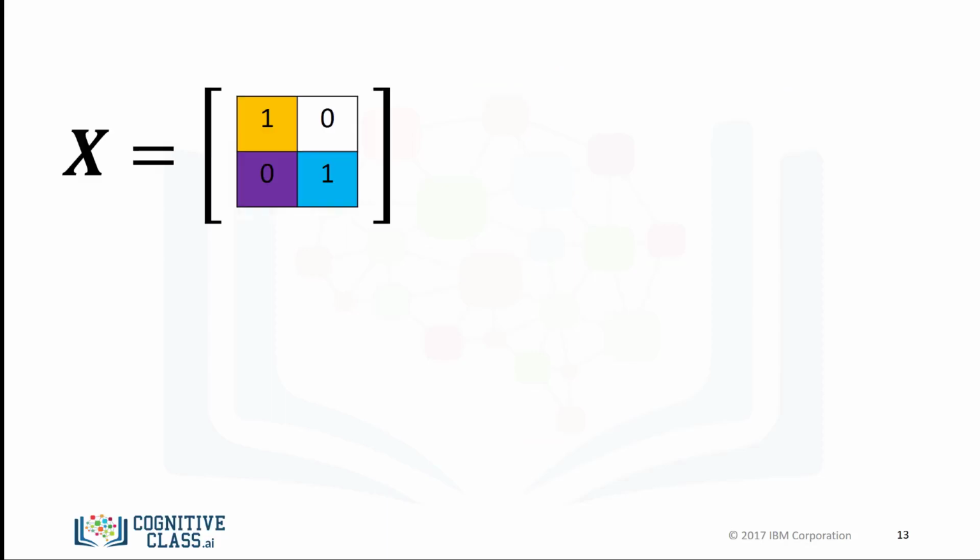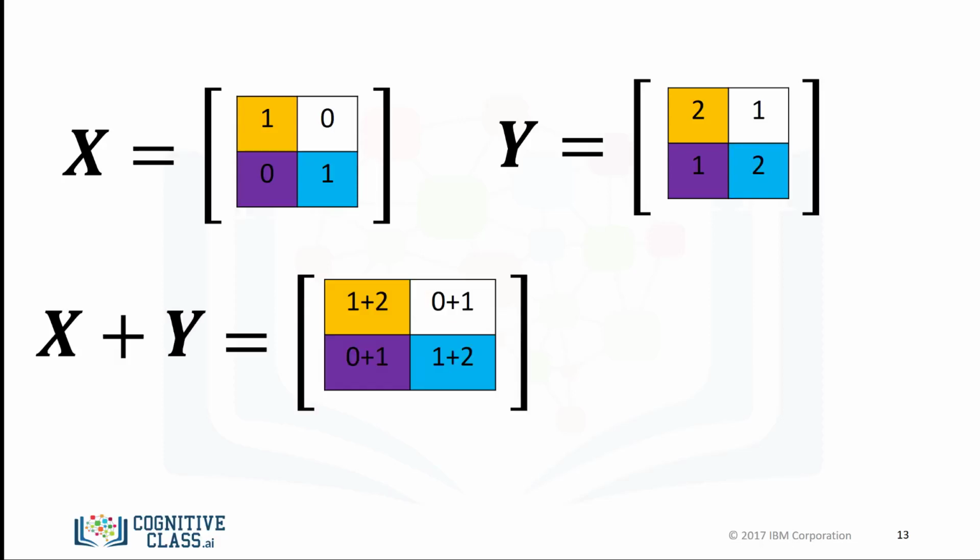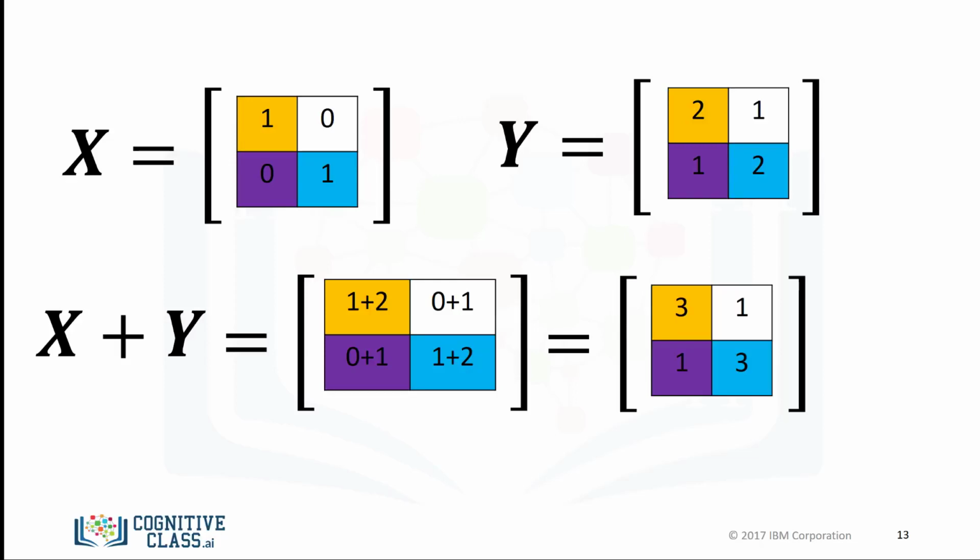Consider the matrix X. Each element is colored differently. Consider the matrix Y. Similarly, each element is colored differently. We can add the matrices. This corresponds to adding the elements in the same position, i.e. adding elements contained in the same color boxes together. The result is a new matrix that is the same size as matrix Y or X. Each element in this new matrix is the sum of the corresponding elements in X and Y.